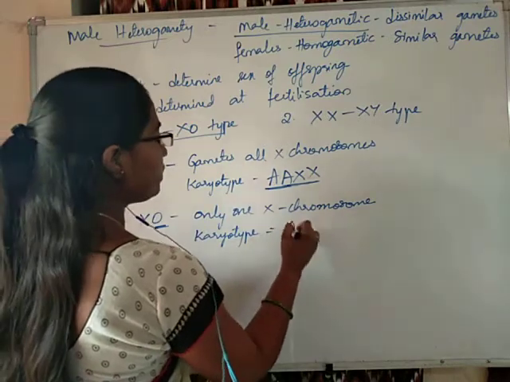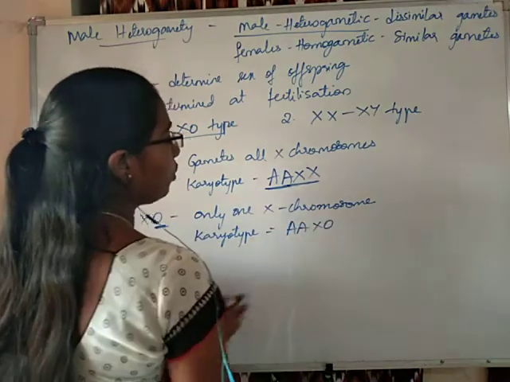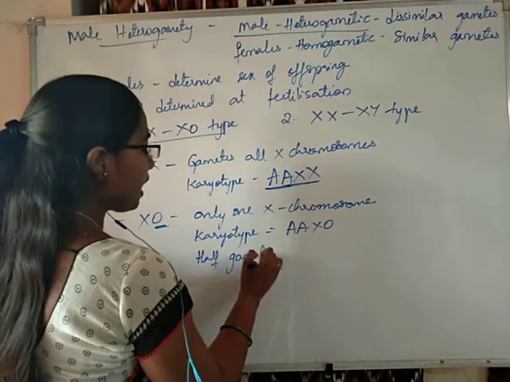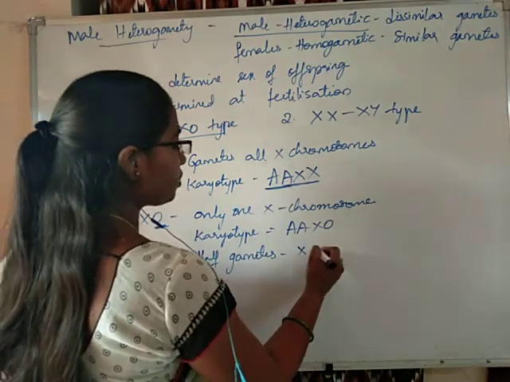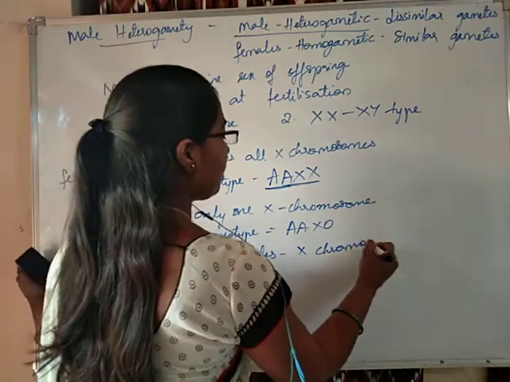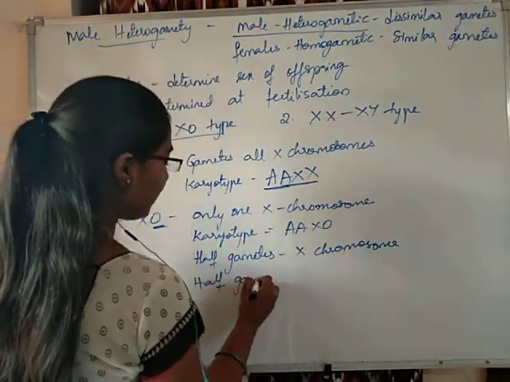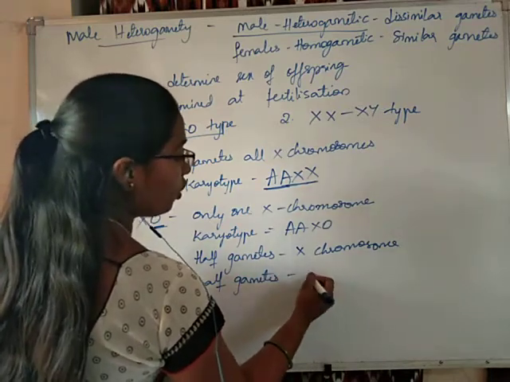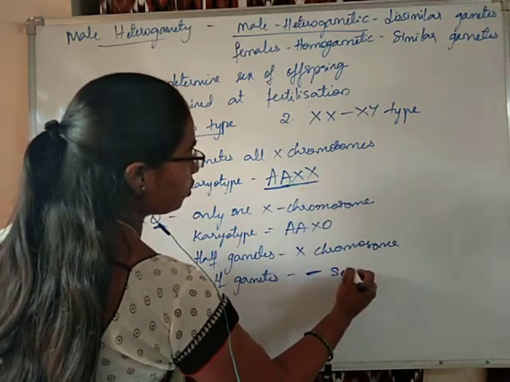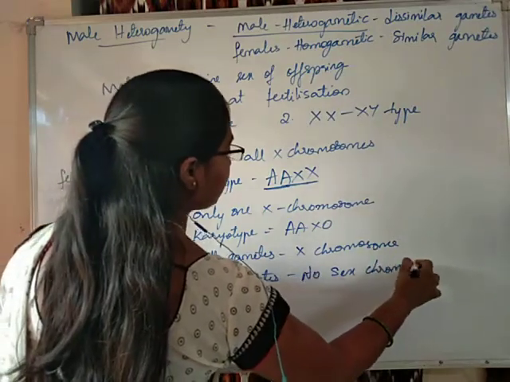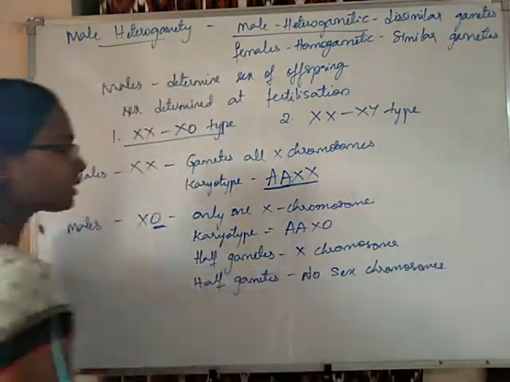karyotype of the male individual will be AAXO, okay, and here half of the gametes will contain X chromosome and half of the gametes will contain no sex chromosomes. Okay, they contain no sex chromosomes.